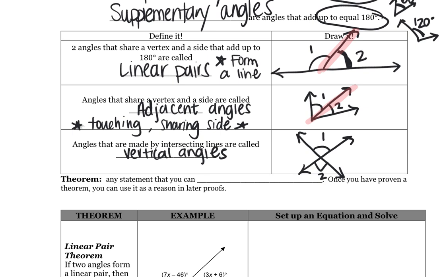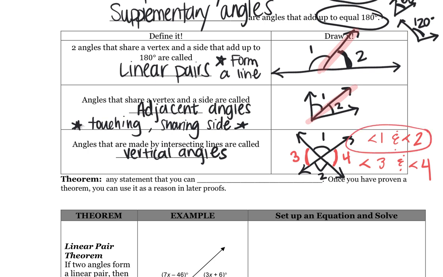I can also say, and I'll change colors, that the ones across each other, which are in red, so angle, let's call it 3, and angle 4 are also vertical angles. So I have two different pairs of vertical angles. Angle 1 and angle 2 are vertical angles. And angle 3 and angle 4 are also a pair of vertical angles.